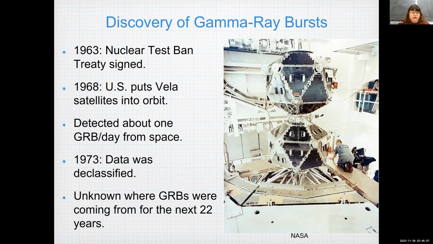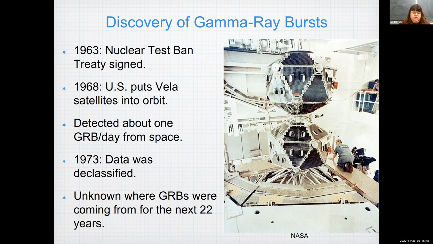In 1968, the US put a series of satellites called the Vela satellites into orbit. This is a photograph of one of them. When someone detonates a nuclear weapon, it gives off a burst of gamma rays. So the job of the Vela satellites was to look for a burst of gamma rays coming from the ground, basically watching for anybody testing a nuclear weapon. But the Vela satellites started detecting gamma ray bursts, about one a day, from space.